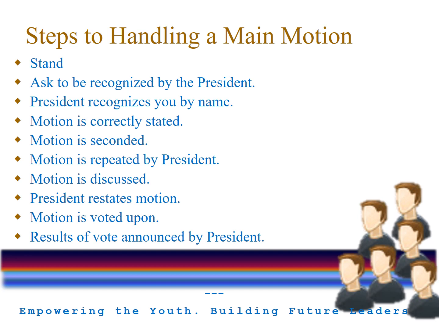You stand, ask to be recognized by the president or the chair. The chair recognizes you by name. The motion is correctly stated. Motion is seconded. Motion is repeated by the chair. The motion is discussed. President restates the motion. The motion is voted upon, and the result of the vote is announced by the chair or the presiding officer or the president.